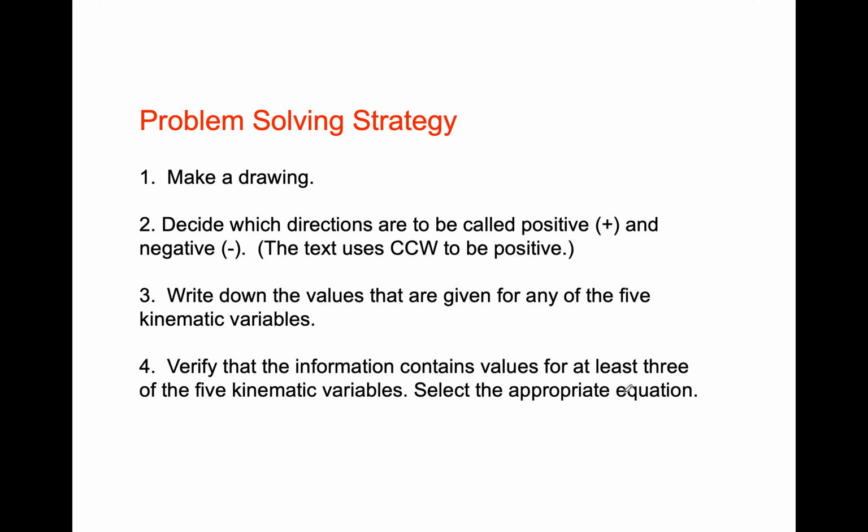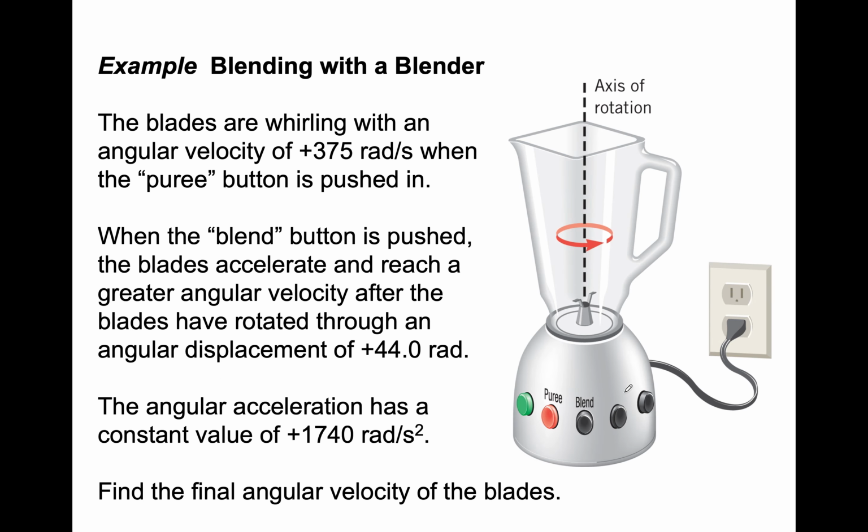So the problem solving strategy is almost exactly the same as we did in chapter 2. First we make a drawing, and decide which rotation direction we want to be called positive and negative. We should follow the convention: we always choose counterclockwise to be positive. Write down the values that are given for those 5 kinematic variables and then figure out which variable is being asked. We should know at least 3 variables, then we can choose the equation to solve for the unknown. You should be expert in this. Nothing is changed except there is a mapping between linear motion and angular motion.